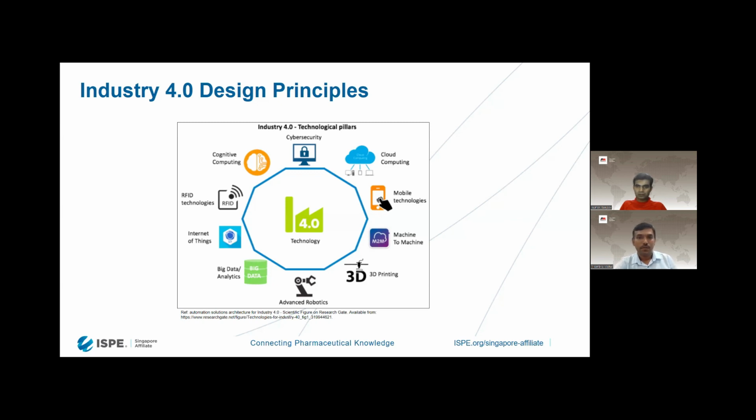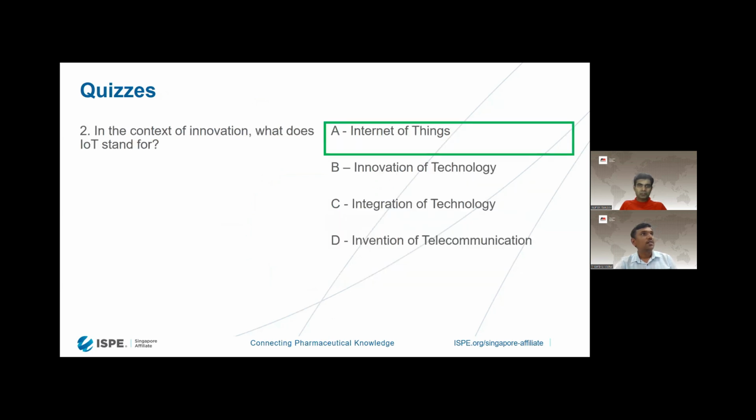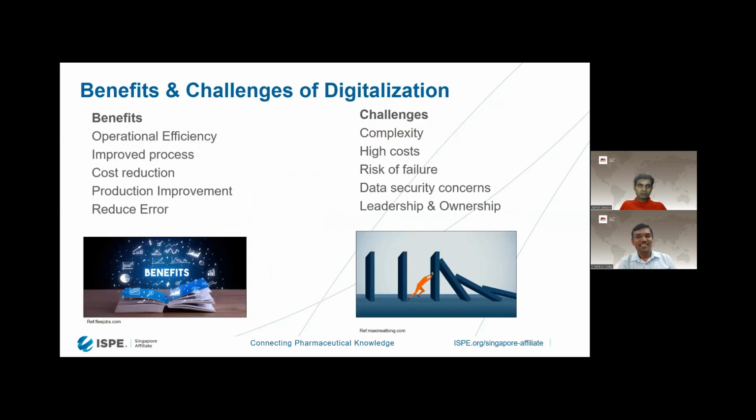Yeah, these are the questions and answers. So far we know what digitalization means, and what the benefits and the challenges are that we are facing.